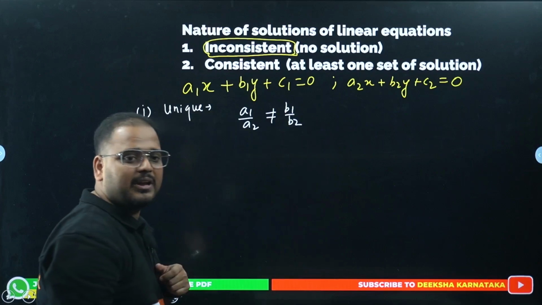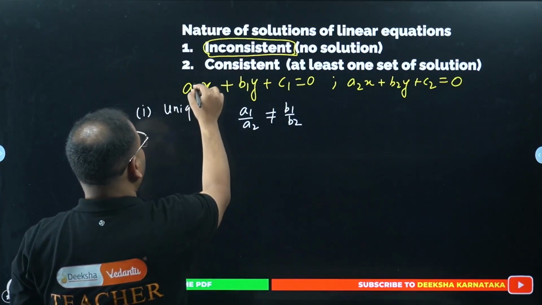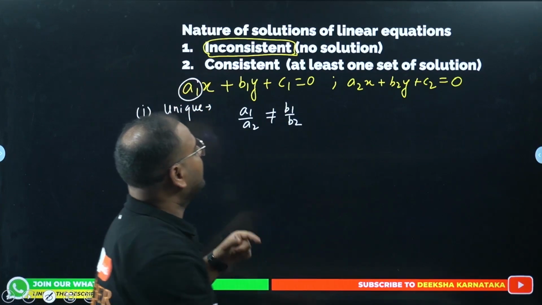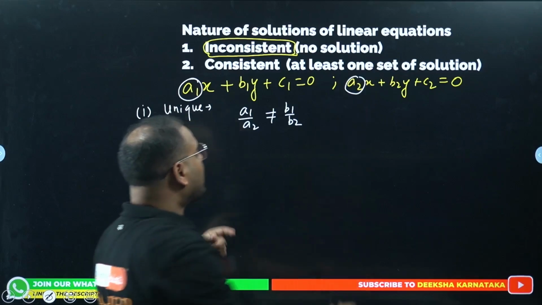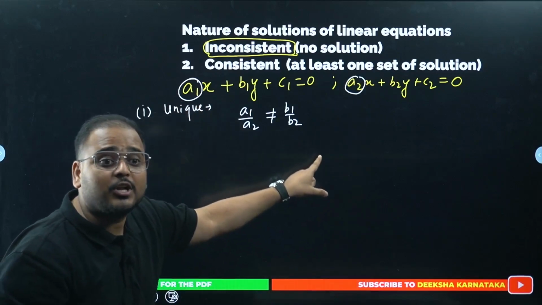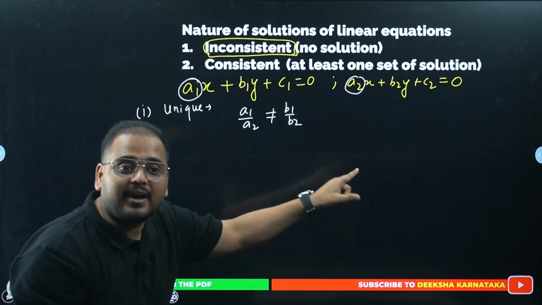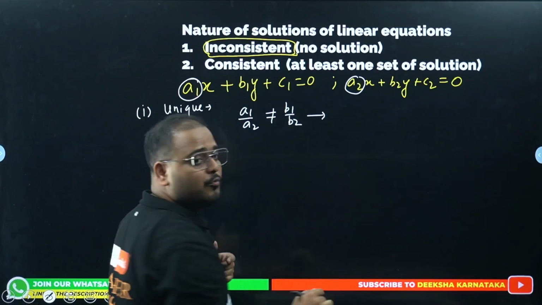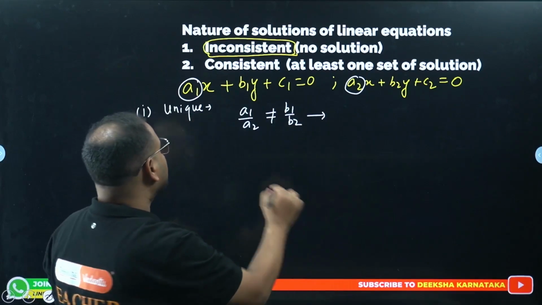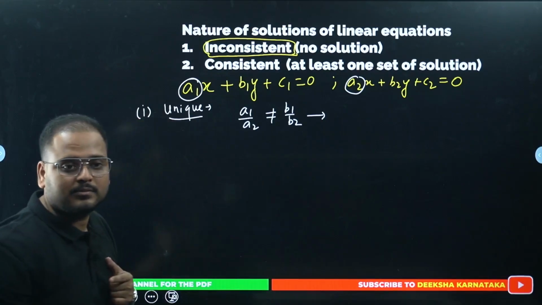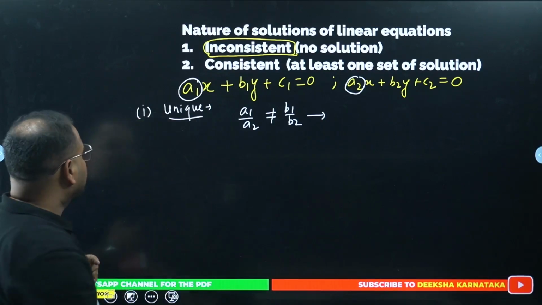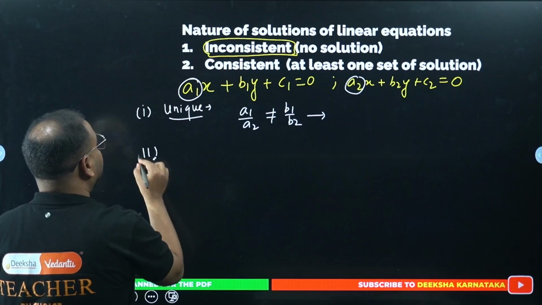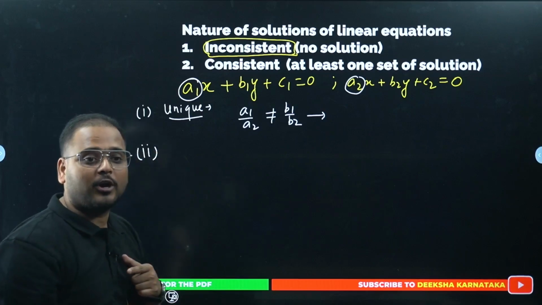Sir, what is A1 by A2? The coefficients, A1 and A2. So the ratio of the coefficient of x, if it is not equal to the ratio of the coefficient of y, then this case will be only one point of intersection or unique solution. Clear? Fair enough.